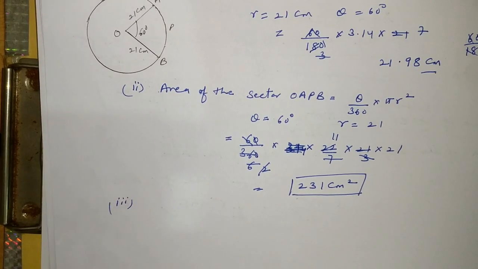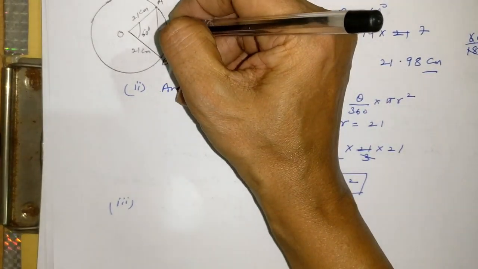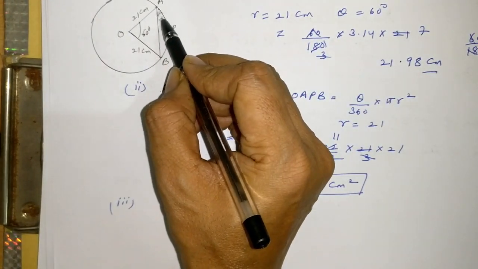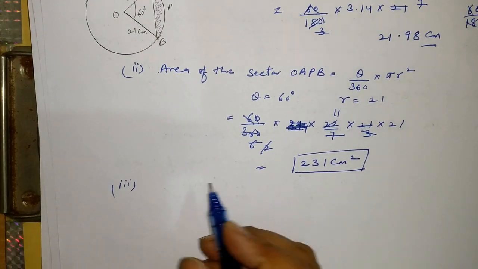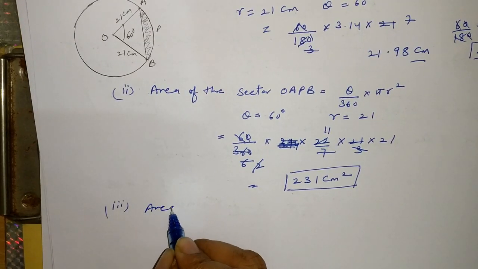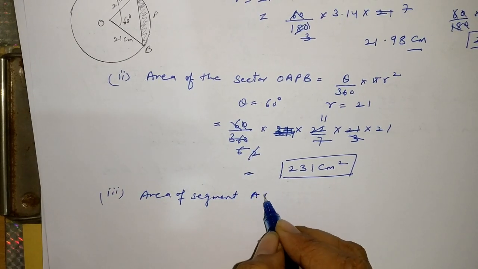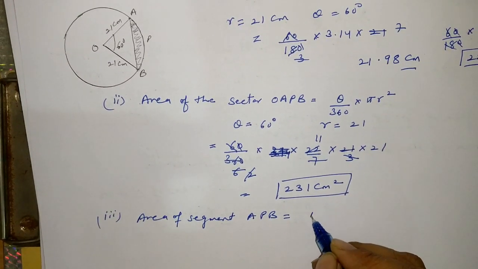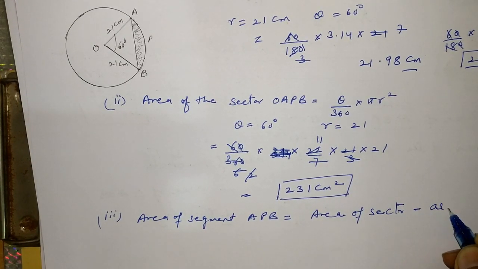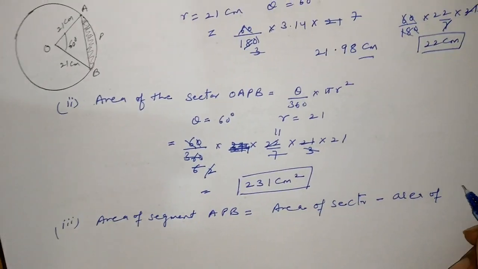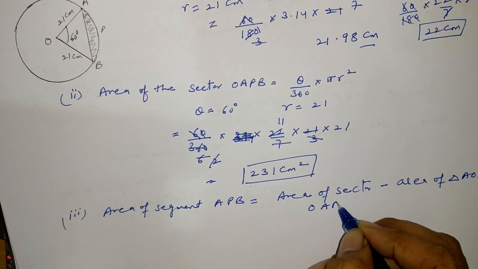Now first of all, we must clear what is the area of the segment. Area of the segment. So here, this is the segment, and as I've told you, area of the segment APB will be area of the sector minus area of triangle AOB. Now your sector is OAPB.